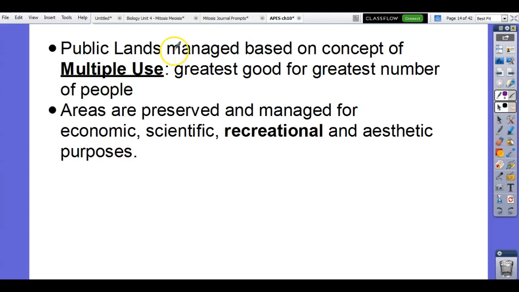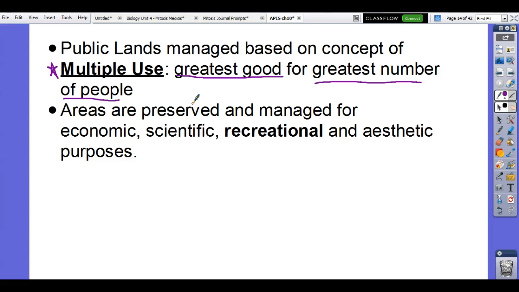So public lands are managed, the government manages these based on this idea of multiple use. So multiple means more than one, and use is to use, okay? Well, what does this mean? They want to make sure that they're using the land for the greatest good, for the greatest number of people, okay? So they want to make sure that these lands have lots of different uses and can be used by lots of people.